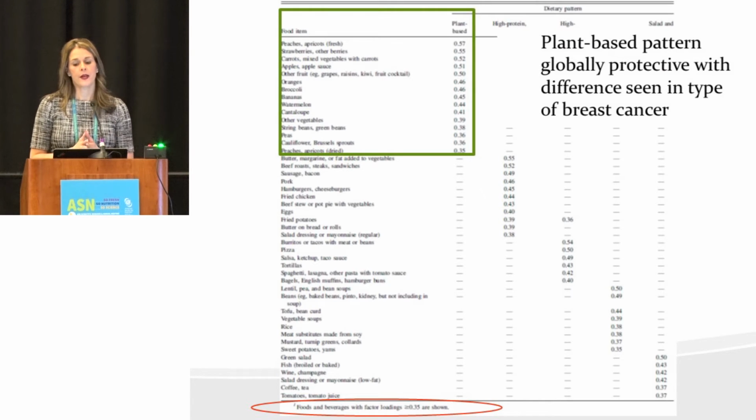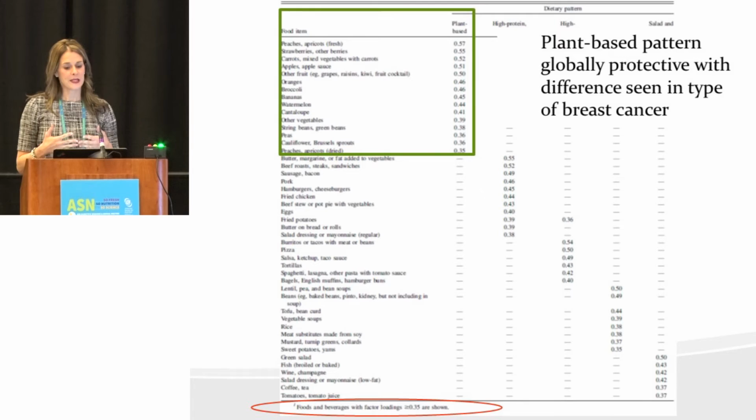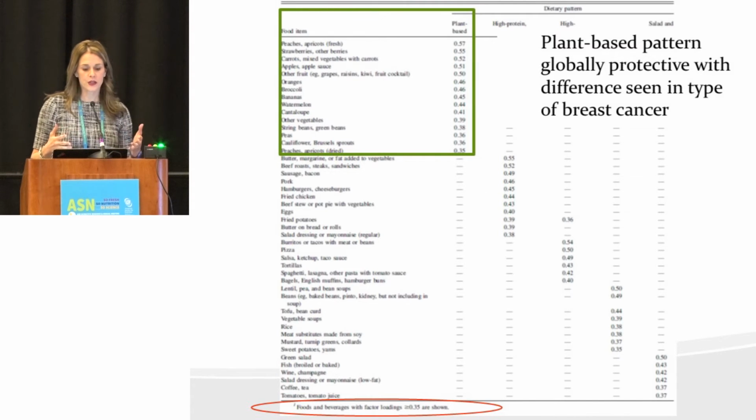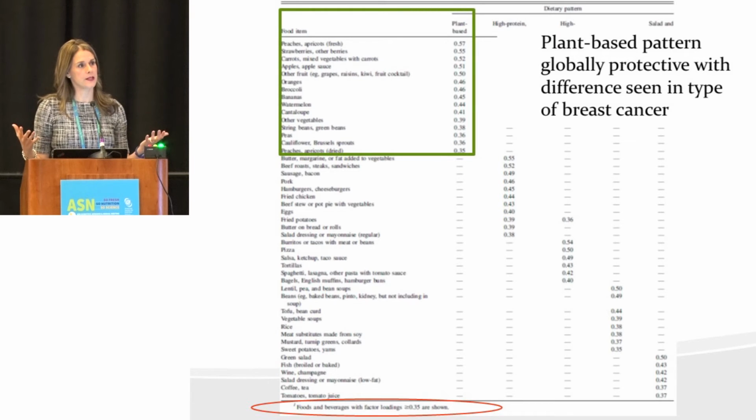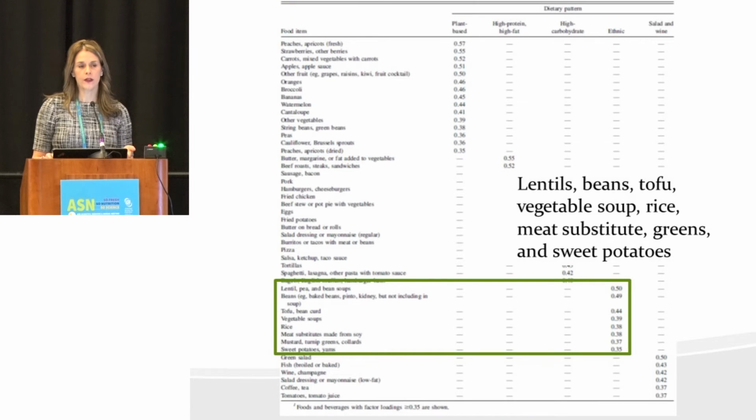These researchers found that a plant-based pattern was protective with breast cancer. So I really don't know if you can read this, but you're going to have to trust me here. The plant-based pattern is comprised of peaches, strawberries, oranges, broccoli, bananas, what you would think of as a plant-based diet, right? So this is what they named the diet. But in this cohort, there was another pattern that was ethnic, that was also described, of what I would consider plant-based foods: lentils, beans, tofu, rice.